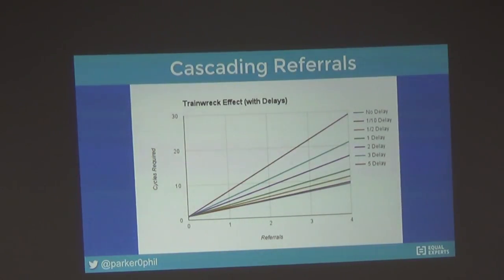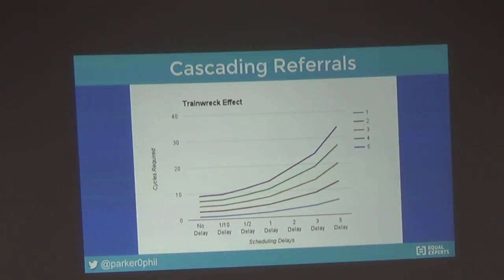As soon as you start introducing some delay, then this grows exponentially. So if you flip this graph round the other way mathematically, then this shows you this. And what it says is that the more referrals that you have, the more you amplify scheduling delays, yeah? So one of the things that we really want to do is look at different ways that we can try and reduce referrals, yeah?